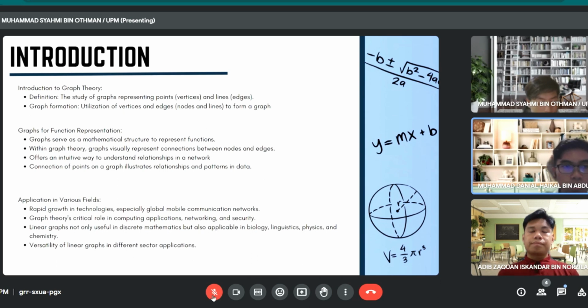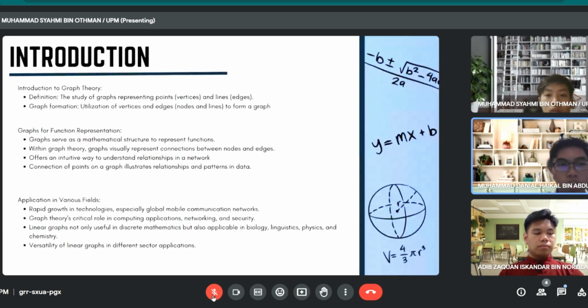So first, I'm going to introduce the graph study. Graph study is basically the study of graphs representing points, referred to as vertices, and lines, or we can call them edges. To utilize the graph, we can just use the vertices and edges, or nodes and lines, to form a graph.